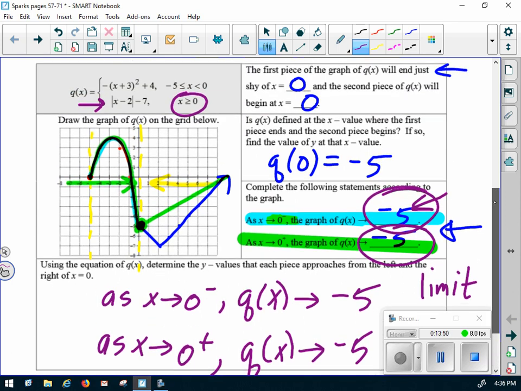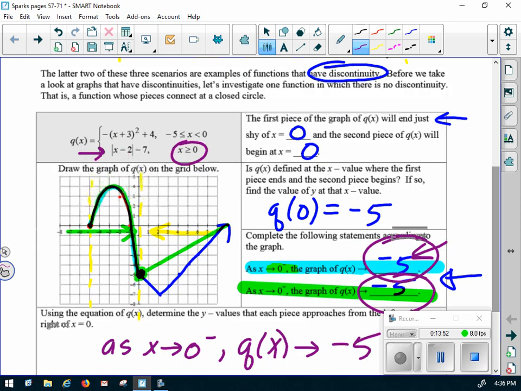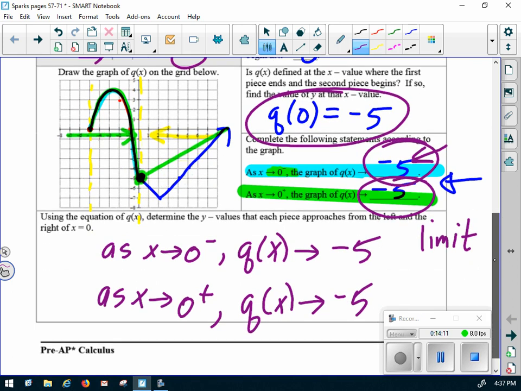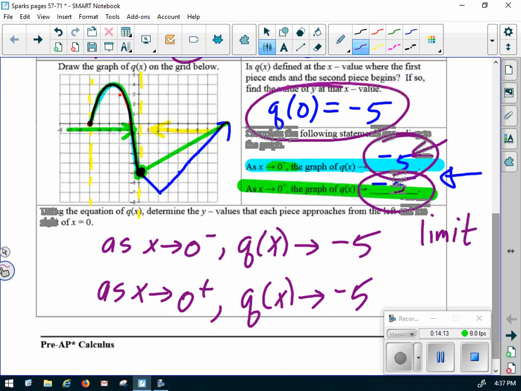This graph, this function, if you'll notice, there was no discontinuity. This function was continuous. Now, I want you to look at why it was continuous. Look at two things. When x equaled 0, the y value was -5. We got it right there. And as x approached 0 from the left and the right, we also got -5. When that limit is equal to the same thing as the y value, that function's continuous at that point.